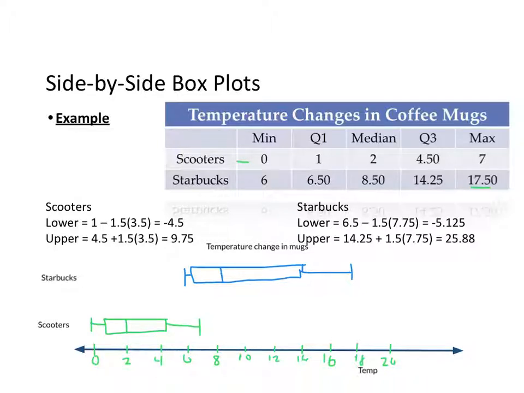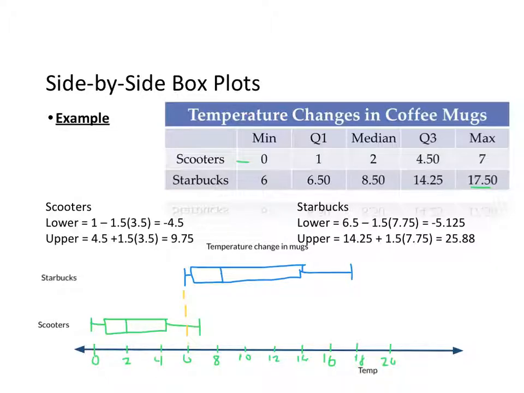Couple things that we notice here. Note that almost all of Starbucks temperature ranges are greater than the scooters. Okay, if I were to draw like a dashed line down to my scale, see how almost the entire blue box plot is greater than the green. Okay, so that's something we can use to compare.